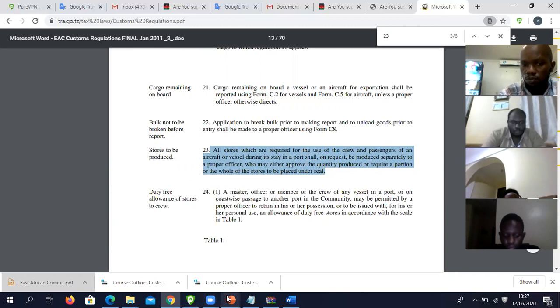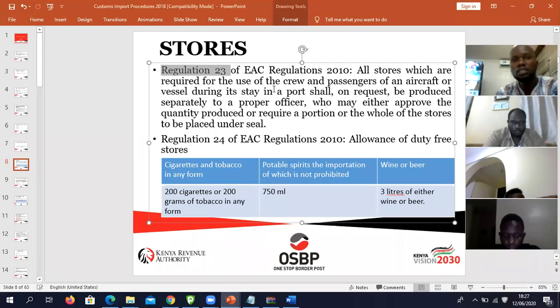So let's move on to our Excel. So the Excel, Regulation 23 of East African Regulation 2010: all stores which are required for the use of the crew and passengers of an aircraft or vessels during its stay in the port shall, on request, be produced separately to a proper officer, who may either approve the quantity produced or require a portion or the whole of the stores to be placed under seal, as we've read it from the regulation.